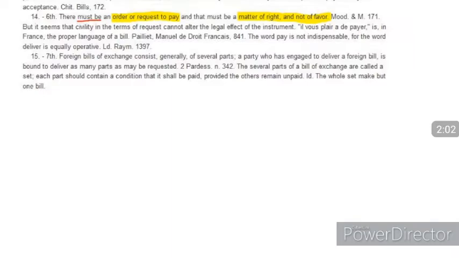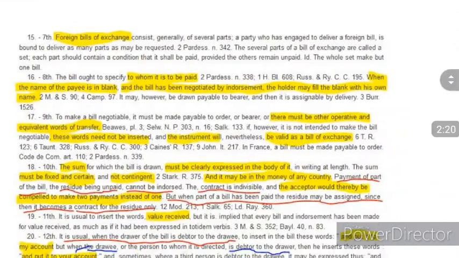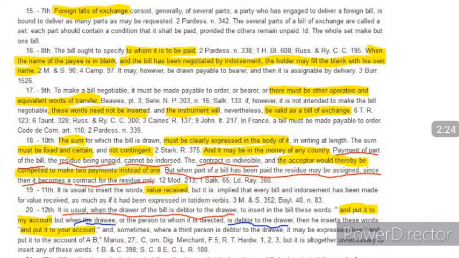It must be an order or request to pay, a matter of right and not of favor. It has to be basically, you know, demandable. Now, foreign bill of exchange. We're going to go into this because international bills of exchange or foreign bills of exchange, you can say, are like your foreign mortgage trust. If you've already been working with me and done your counter deed, you pretty much already have a foreign express trust set up to some extent.